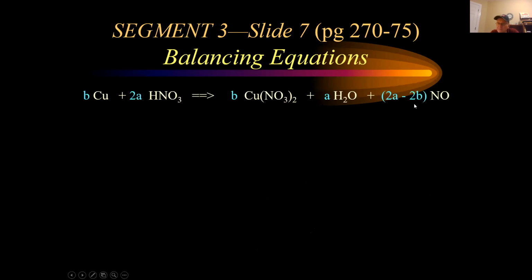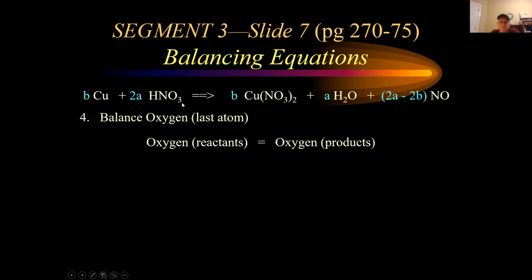It is balanced. Okay, now the only element that we haven't balanced formally is oxygen. When I put the 2A minus 2B here, that balanced nitrogen. So I haven't balanced oxygen. It's the last element that's left, and I do have coefficients. The oxygen that's on the left is 3 times 2A is 6A, and on the right I've got oxygen here, here, and here. So I'm going to have 2 times 3 times B is going to be 6B. I'm going to have 1 times A is A, and 1 times 2A minus 2B is 2A minus 2B.